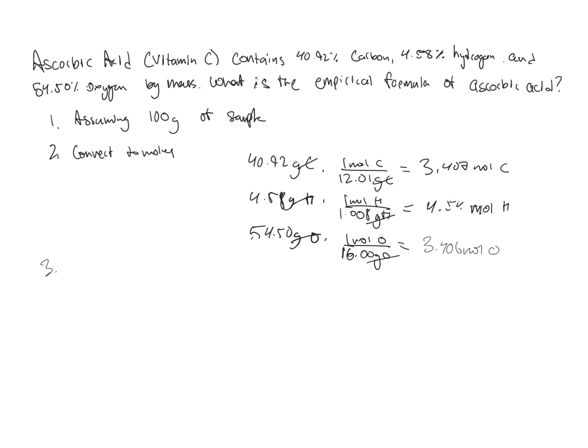step 3, divide each by the smallest number of moles. And so in this case, the smallest number of moles that we have is 3.406. I'm going to highlight this in red, actually. Right, 3.406, 3.407 is pretty much the same, but that is the smallest number of moles that we have.